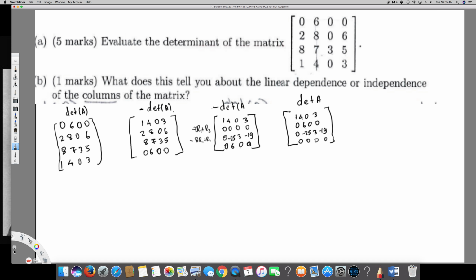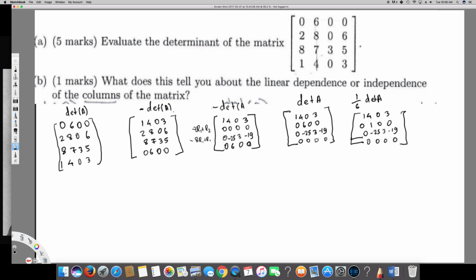I have to make it into simplest form. To do that, I can simply divide this one by 6. So if I divide by 6, I have to take that factor outside. According to the determinant rule, whatever you multiply or divide, you have to bring it outside. So this is going to be 1 by 6 determinant A. So now it's going to be 1 4 0 3, 0 1 0 0, then 0 minus 25, 3 minus 19, 0 0 0 0. So this is the form we have right here.